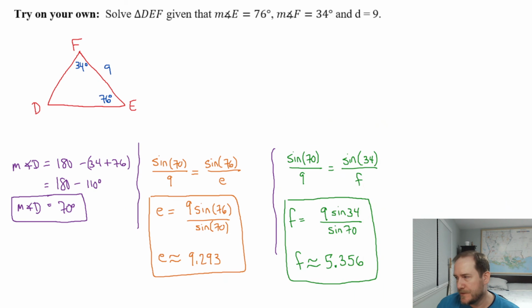And finally, we'll do the same thing for F. I'm going to stick with my 70 and my 9. My 70 and my 9 are the ones I'm really confident about. So I'll say sine 70 over 9 equals sine of 34 divided by F. And again, cross multiply, you should find that F is 5.356.